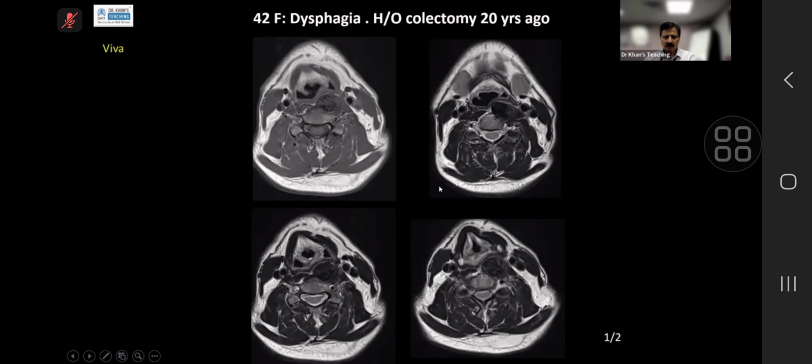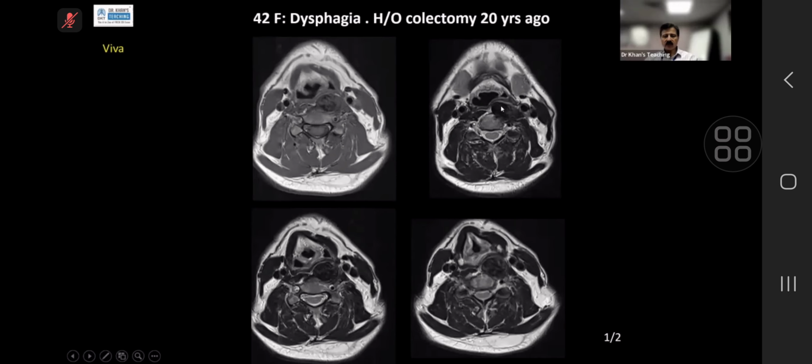Long case from the exam. This patient had a history of colectomy 20 years ago. 42-year-old female. Patient is quite young, isn't it? And she had a total colectomy 20 years ago. With that background, what is happening here? In the left prevertebral region, there is a T2 hypointense, minimally enhancing, and T1 hyperintense lesion. I have not given you post-contrast sequence. This is T2, T2, T2, T1.